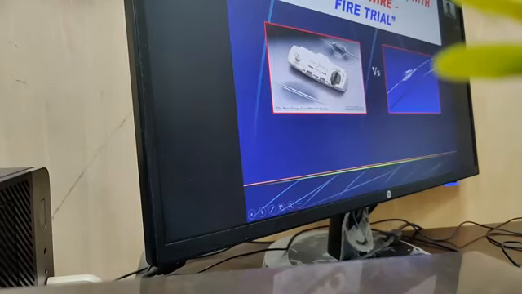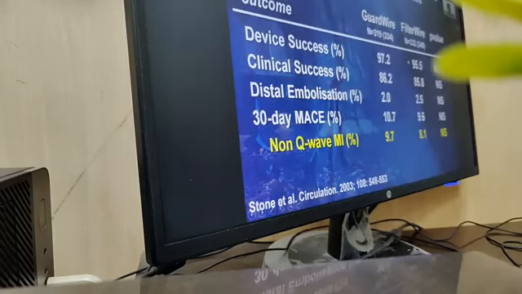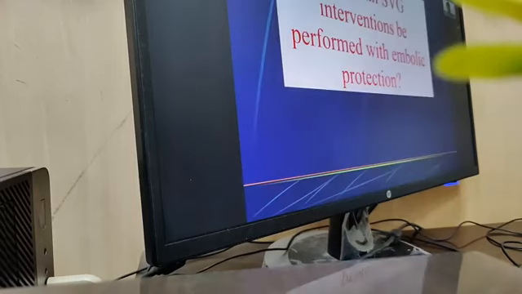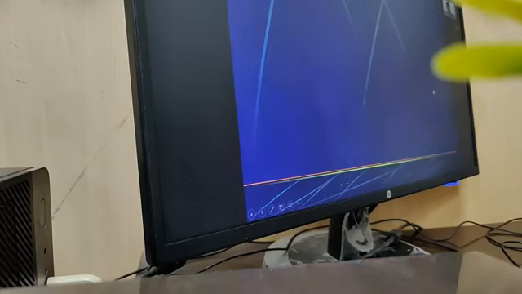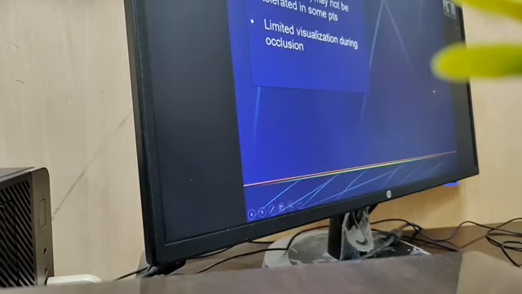Coming on to the balloon occlusion guard wire with filter, the FIRE trial compared whether a distal balloon or a distal filter is better. This FIRE study, published in 2003, did not find any significant difference. That means for both filter wire and guard wire, device success, clinical success, distal embolization, and 30-day MACE, where MACE means major adverse cardiovascular event, are almost equivalent. So it is at the discretion of the operator, depending on how accustomed he is to the device. Should all SVG interventions be performed with embolic protection? The answer is no. There is a cost involved, and therefore it has to be used with discretion.